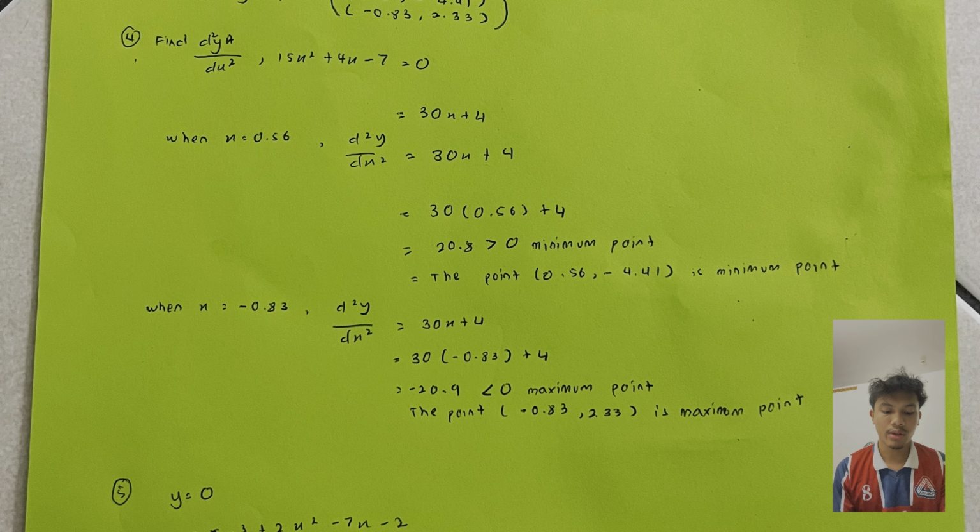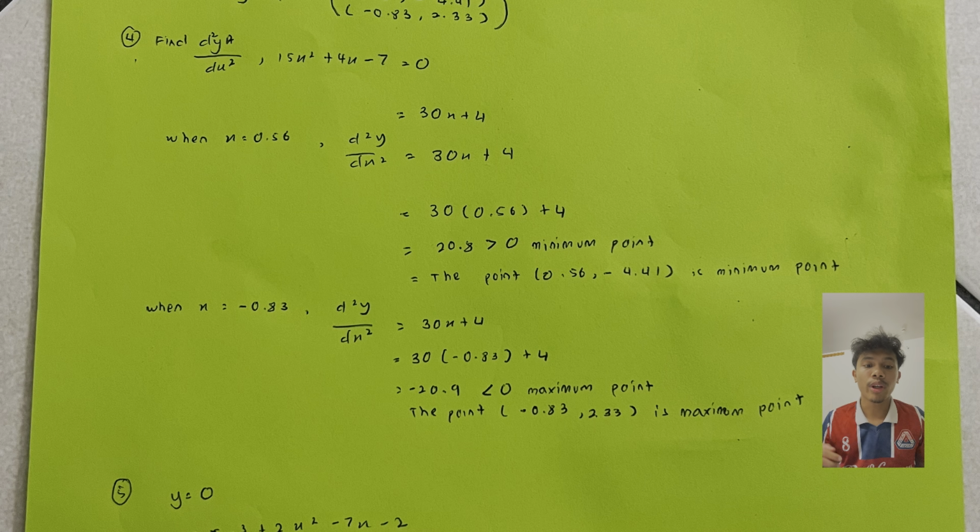When x is equal to 0.56, you must enter it into d squared y over dx squared, and you will get 20.8, which is more than 0. When you get 20.8 is more than 0, that will be your minimum point. The minimum point is at 0.56 and negative 4.41 for that equation.